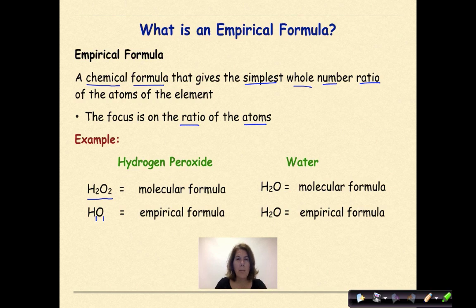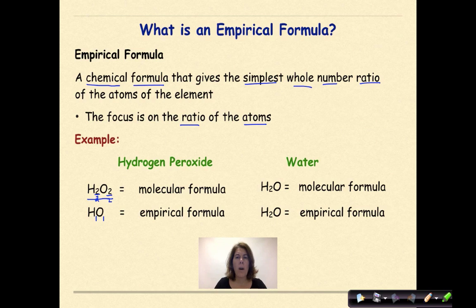So what's the difference between these two? The molecular formula is the actual formula that if we had those atoms and we bonded them together with, of course, covalent bonds, we could make the actual molecule of hydrogen peroxide. The empirical formula is the most reduced form, just looking at the ratio of hydrogens to oxygens. So if I divided both of these 2's by 2, I would get a 1-to-1 ratio of hydrogen to oxygen.